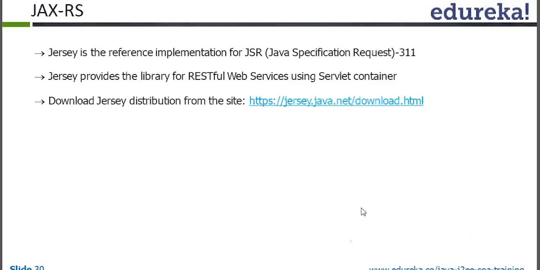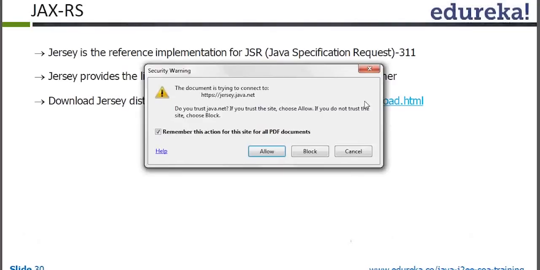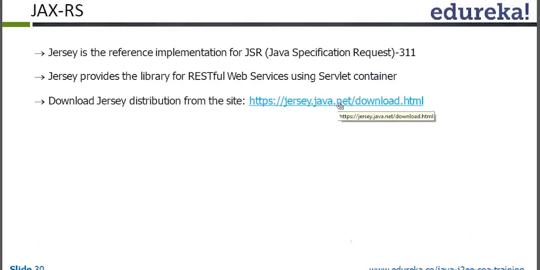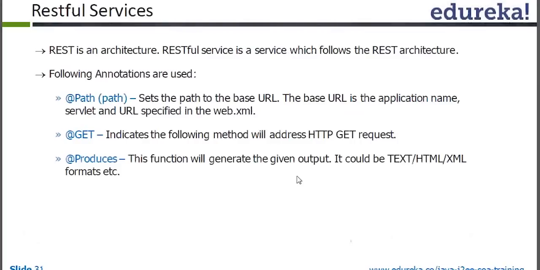Now, RESTful web services are also called JAX-RS, the Java API for RESTful web services. Jersey is the one that has implemented RESTful web services, and you have to download it from this specific location. So this location you have to download. You will get the jar files.